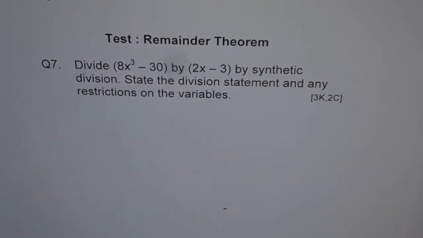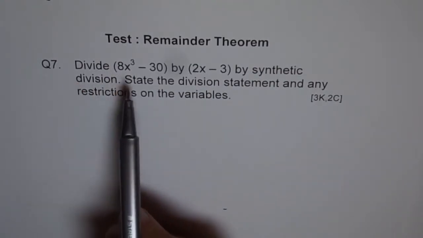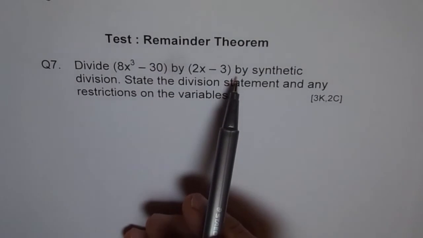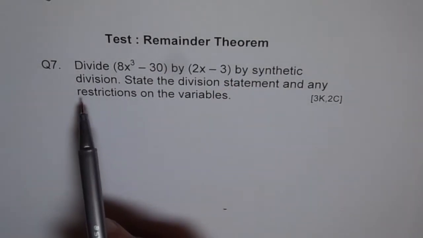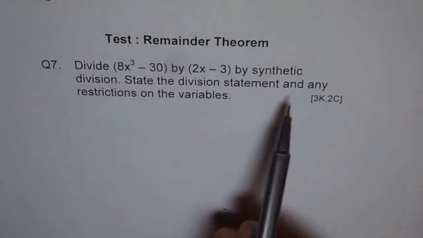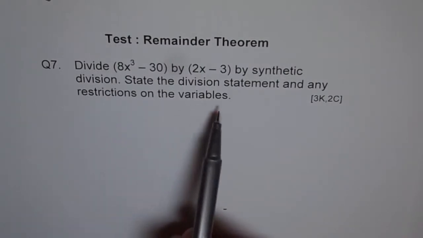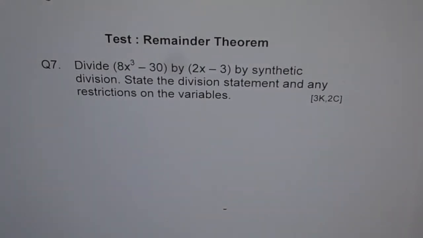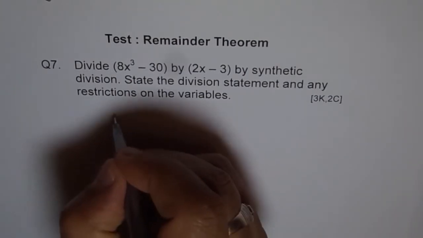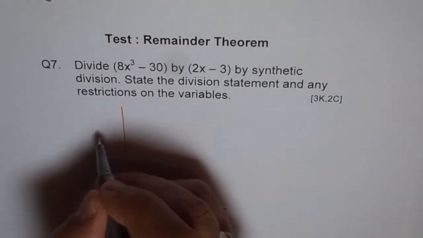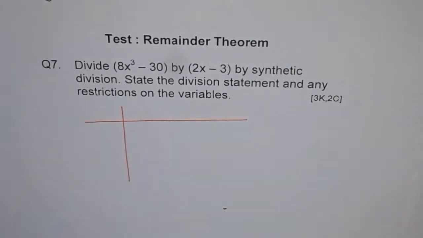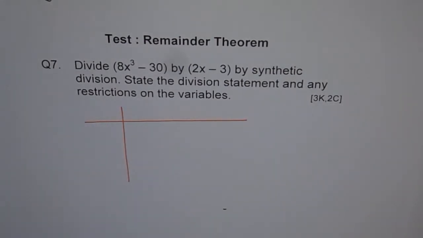Here is question 7. It is: divide this by synthetic division, state the division statement, and any restrictions on the variables. Well, last time we did long division in question 6, and now let's practice synthetic division for our test. Okay. Now for that, I hope you remember, you make a table like this, correct? Now here you can write down your terms.